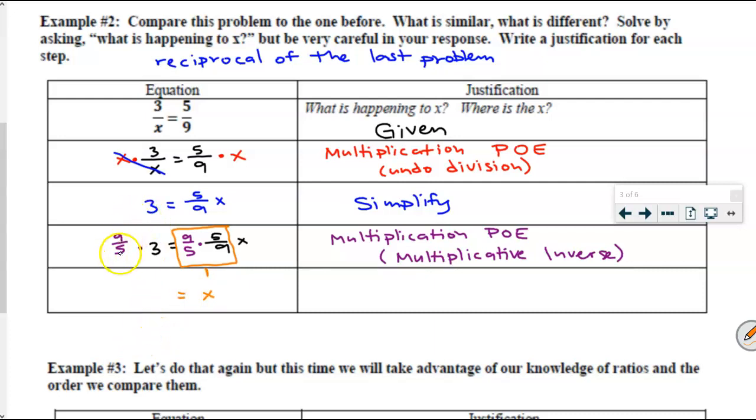And 9/5 times 3, we already know this from before. 9/5 times 3, calculator, if you don't know it, is 27/5, just like it was before. How did we get to that point? We simplified. That is version 2.